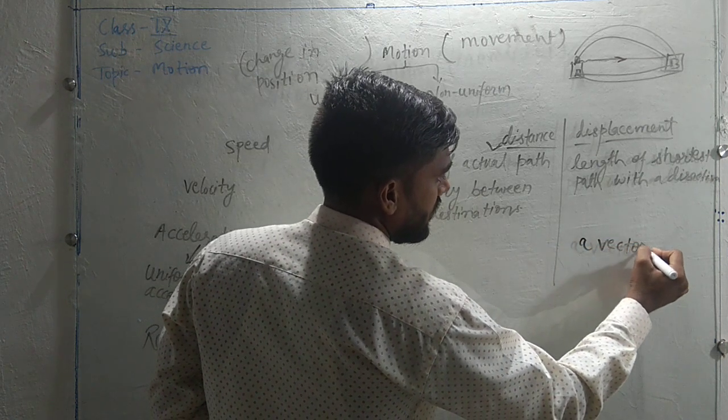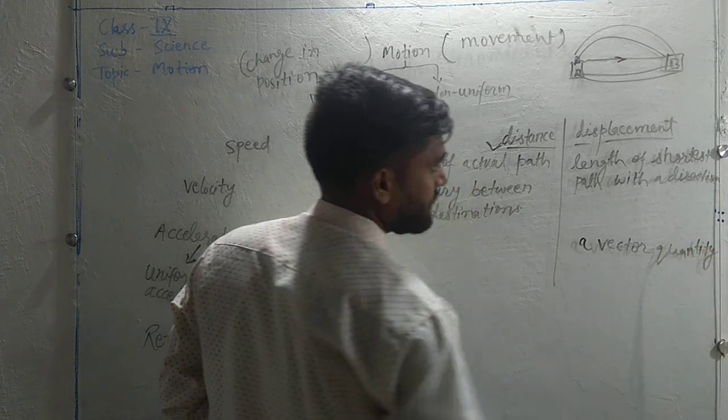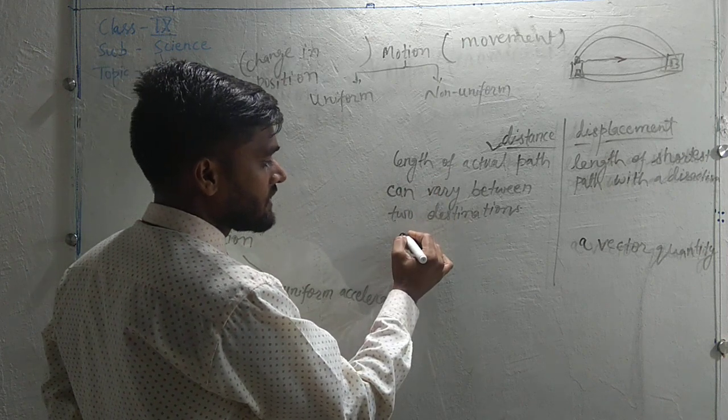It is a vector quantity. Why? Because it depends on direction, whereas this distance is a scalar quantity.